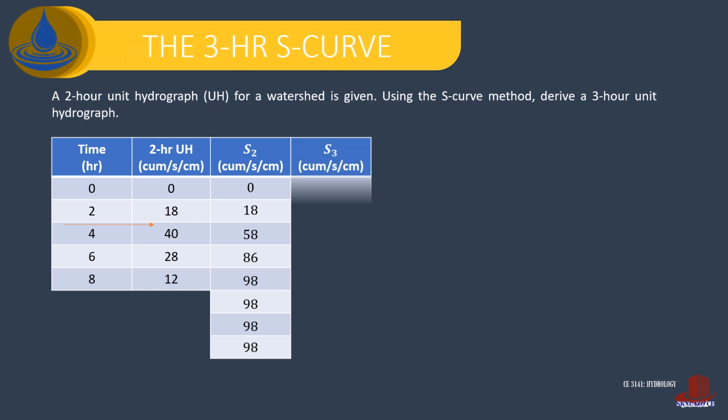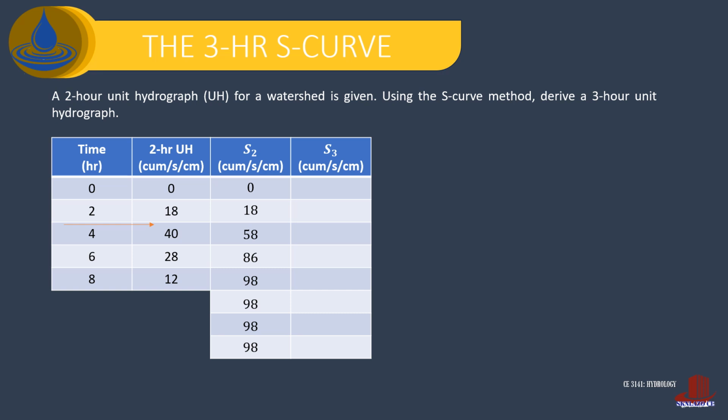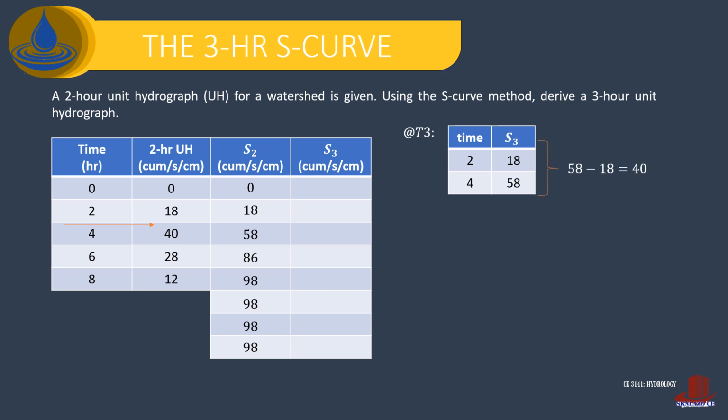The next step is for us to log the S-curve. However, what we need to log are 3-hour S-curve coordinates, which means we need to interpolate the values before placing them in the table. T3 is between 2 and 4, with the following S-curve coordinates. The difference of 58 and 18 is 40, and since we are looking for the mid value, divide this by 2, having 20. Add 20 to 18 and have the S coordinate at T3, which is equal to 38.